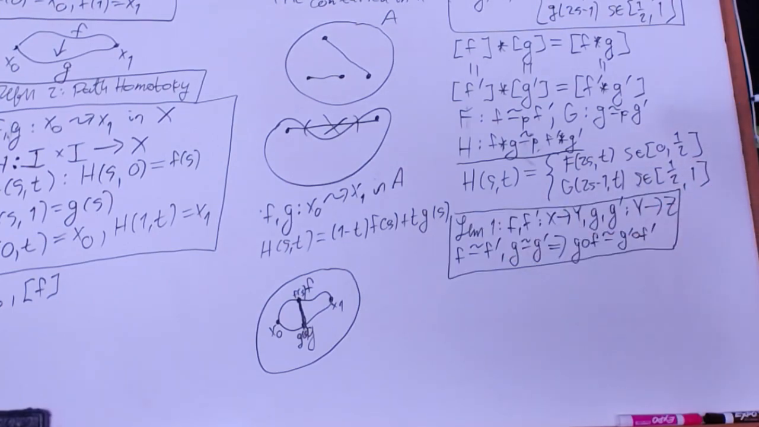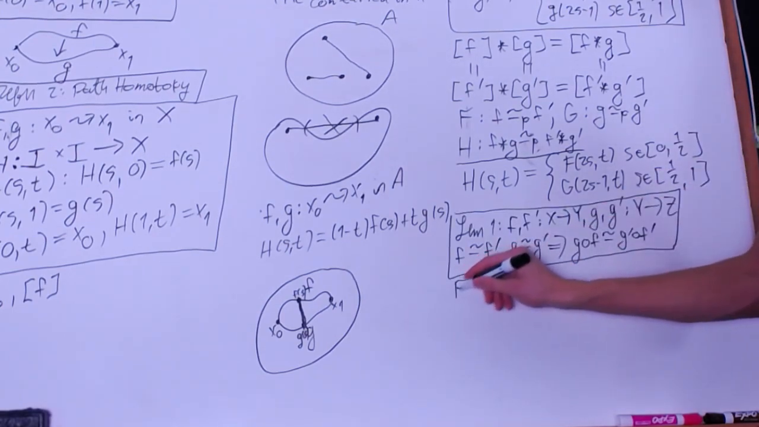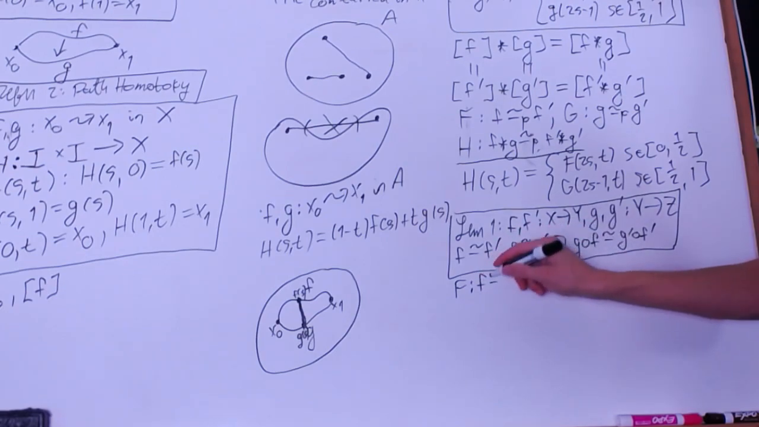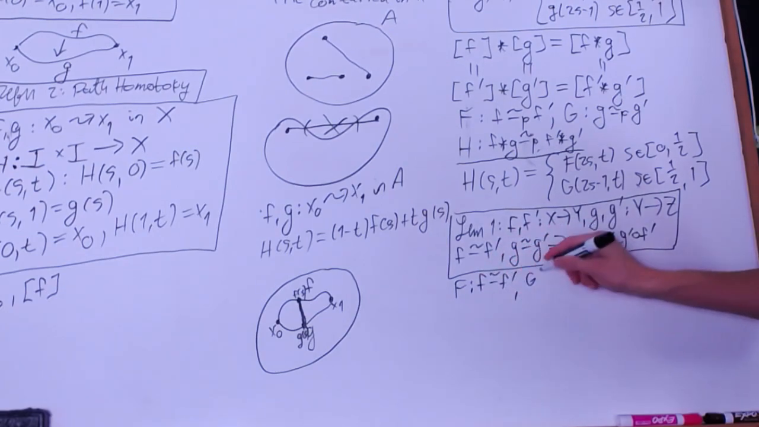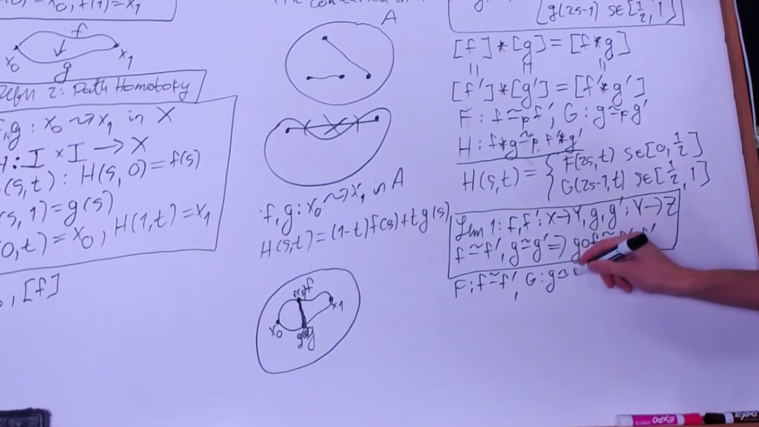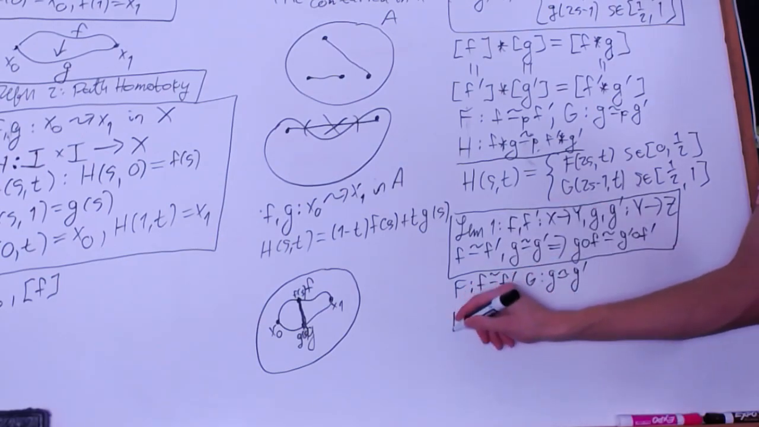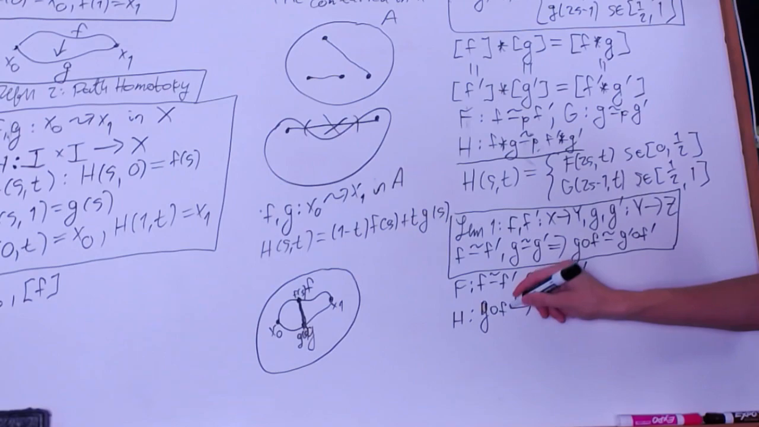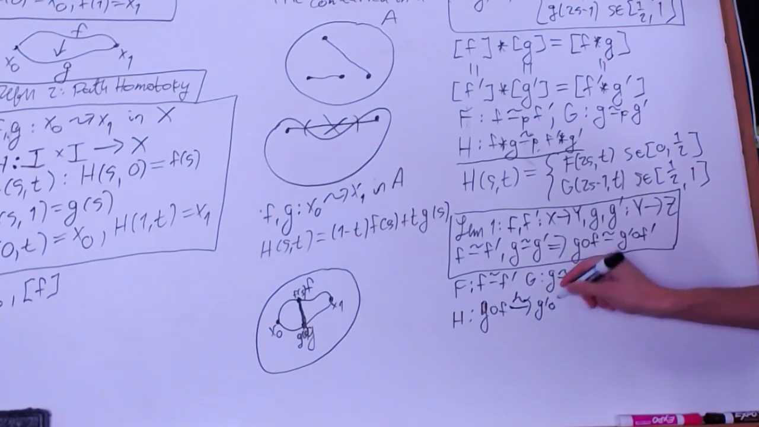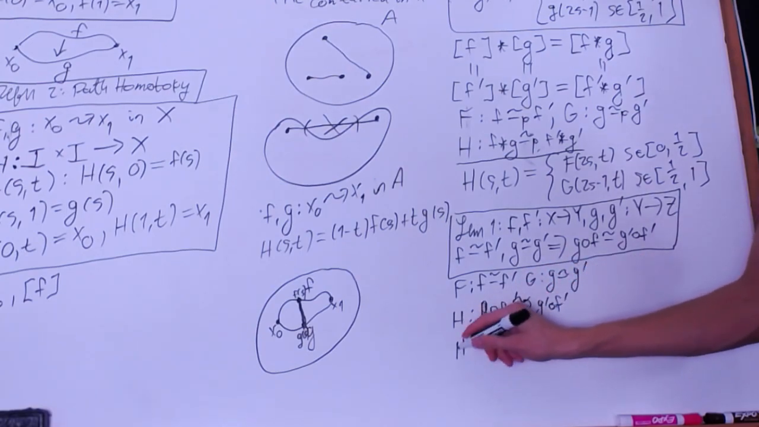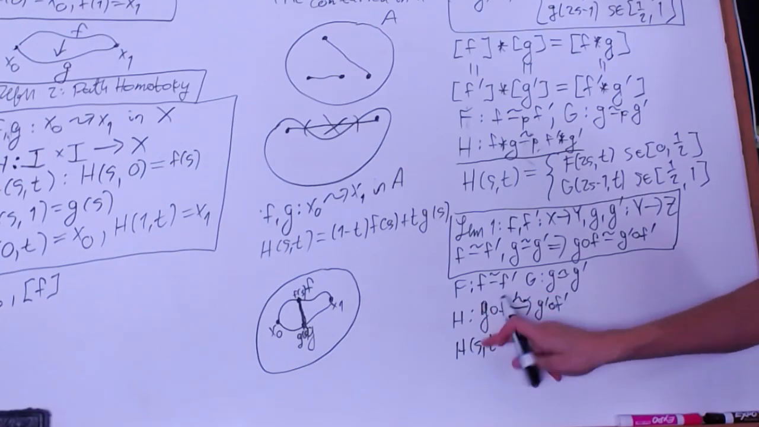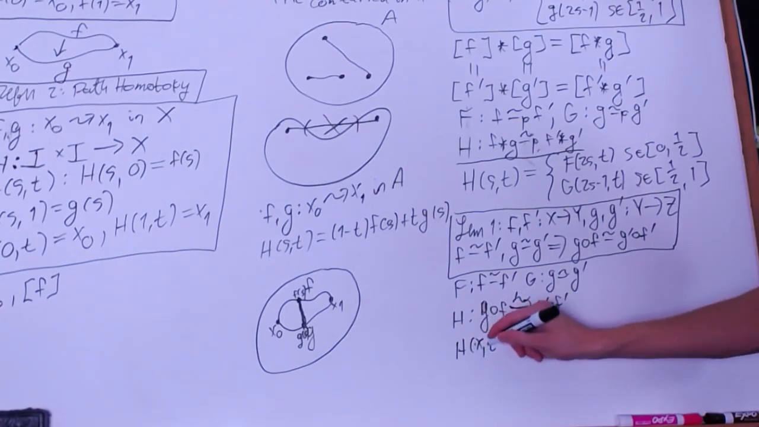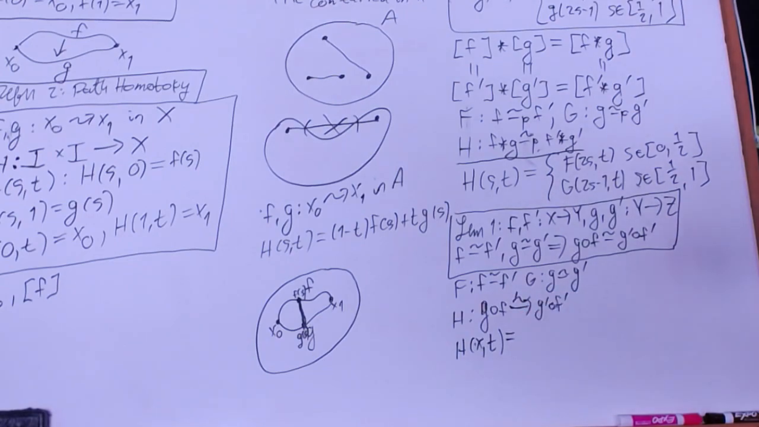Now, how do I go about proving this? Well, let's go ahead and say F is the homotopy between f and f prime, and G is the homotopy between g and g prime. Then I can go ahead and define a new homotopy H, which will be between g composed f and g prime composed f prime. And I'll go ahead and define it as H of x,t is equal to, well, let's go ahead and think about what this is.